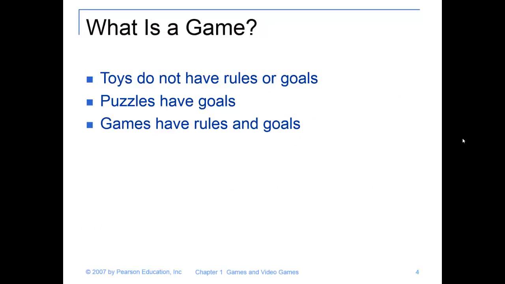So, games are different from toys. Toys don't have rules or goals. You can take a toy and do whatever you want with it, but with games, you can't really do that. Puzzles have goals like games, but they don't necessarily have rules. I can put my puzzle together any way I want to, but you get the idea. So what differentiates a game from a toy or a puzzle is that it has rules and goals.